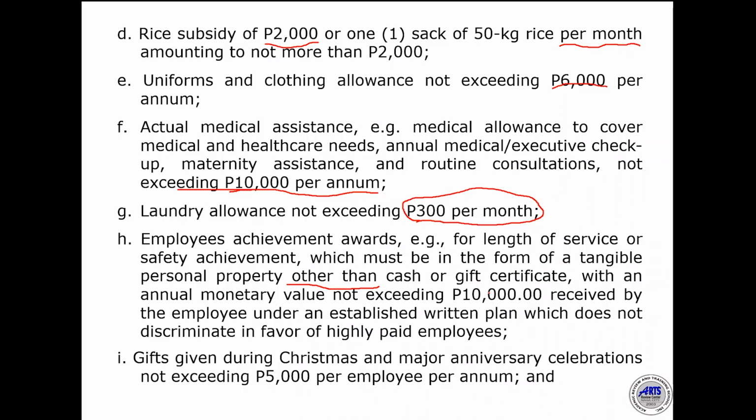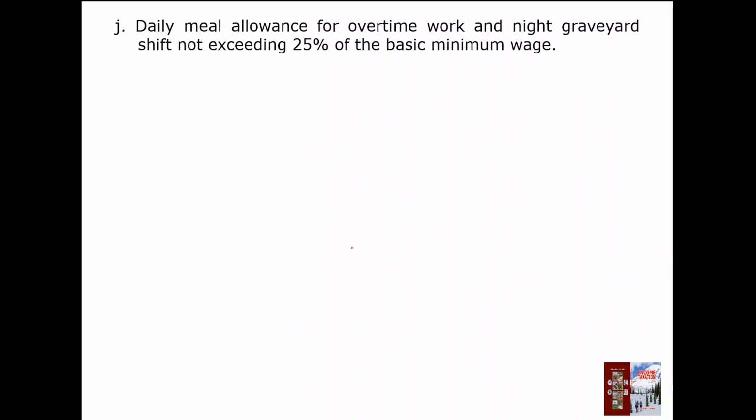Gifts given during Christmas and major anniversary celebration not exceeding 5,000 per employee per annum. Maximum 5,000 annually. Dapat memoryado mo ang mga ceiling na yan ha. Next. Daily meal allowance for overtime work and night graveyard shift not exceeding 25%. So the ceiling is 25% of the basic minimum wage.